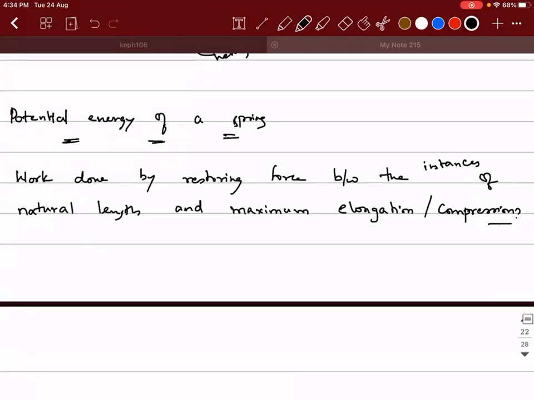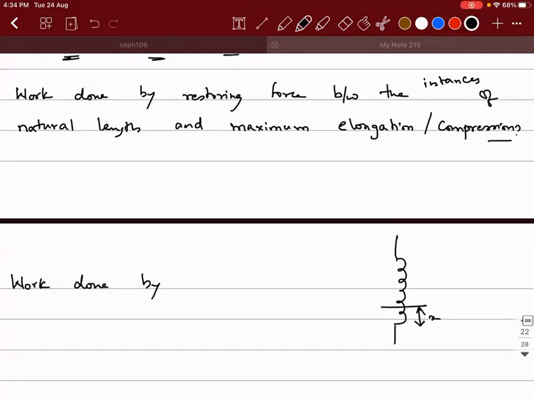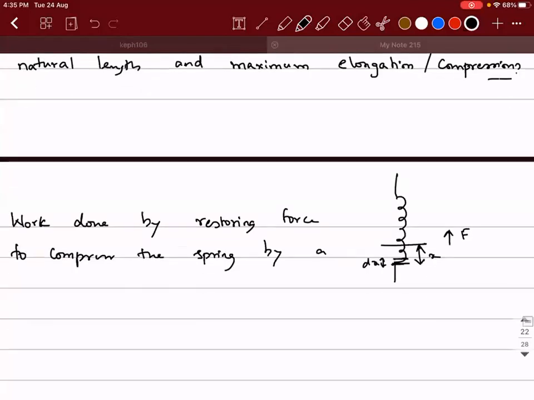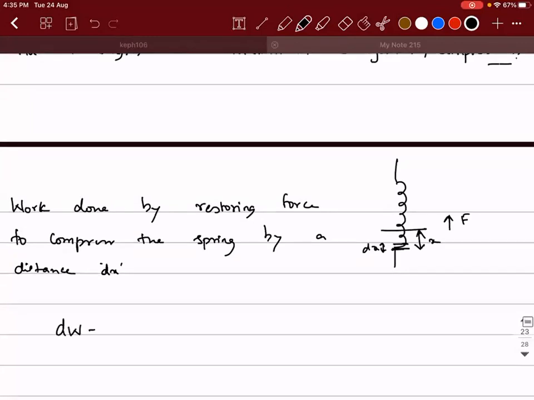Okay, so how to calculate it? Observe the derivation. Work done by restoring force. See, let's say at some instance the expansion is x. And from that x, let's say the restoring force is doing a small amount of work to compress it by a distance dx. So work done by restoring force to compress the spring by a distance dx: dW will be equal to F into dx.